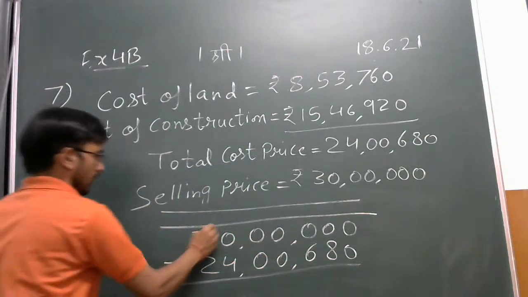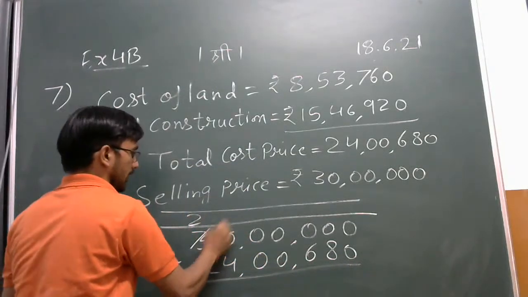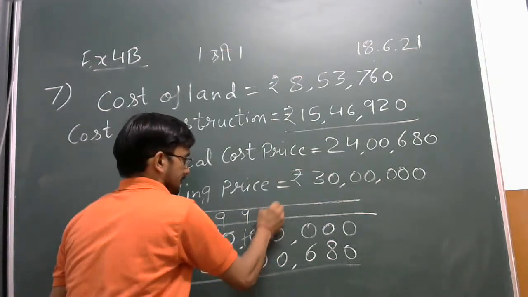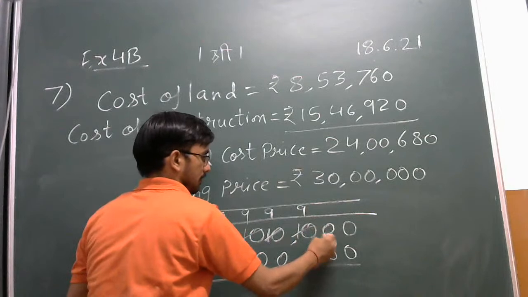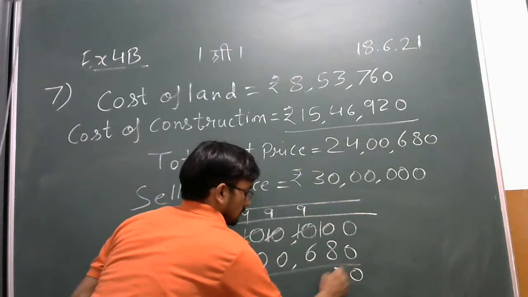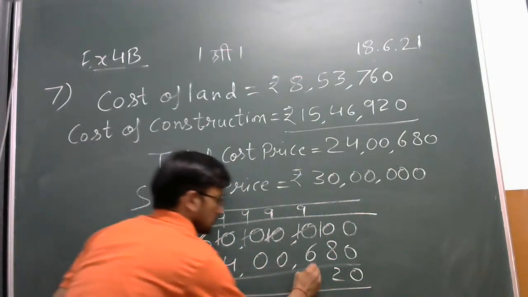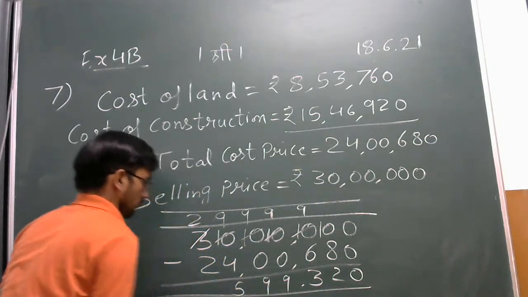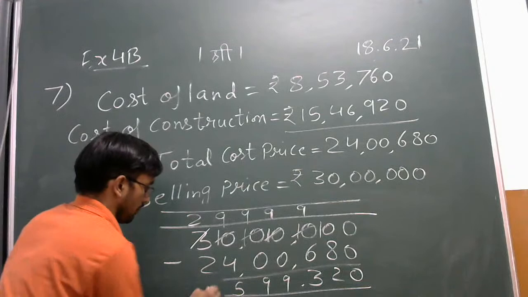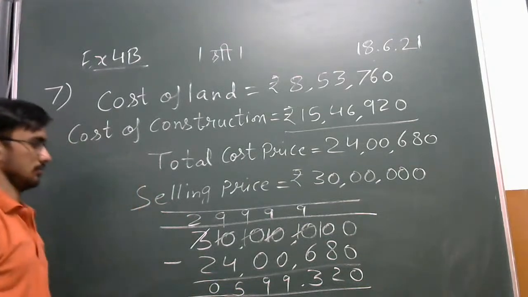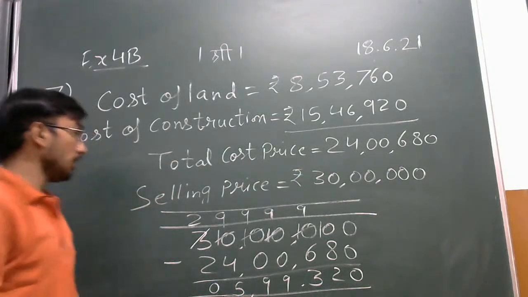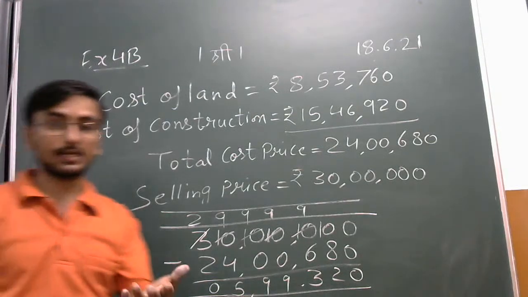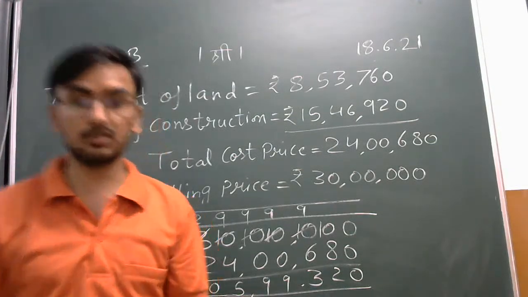And now when I have to make it 2, 10 become 9, 9 and 10. 5 lakh he earned. 5,99,000, nearly 6 lakh rupees he earned.